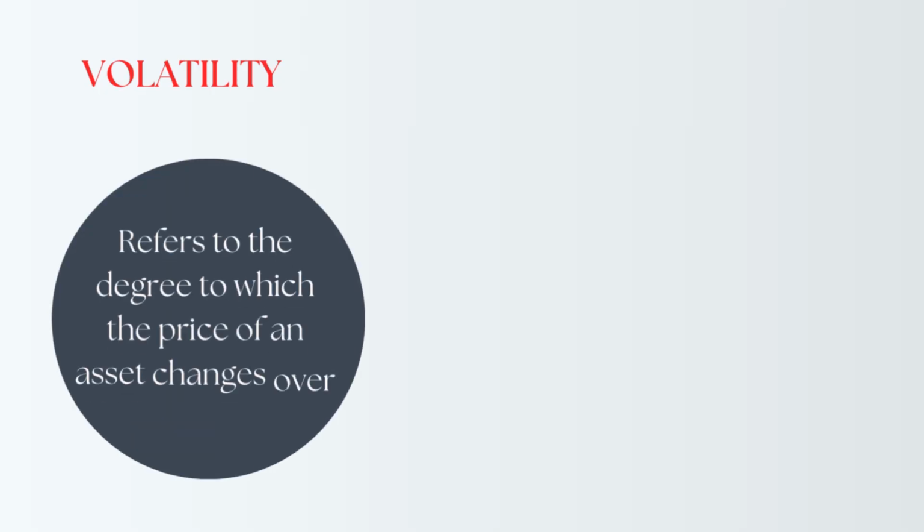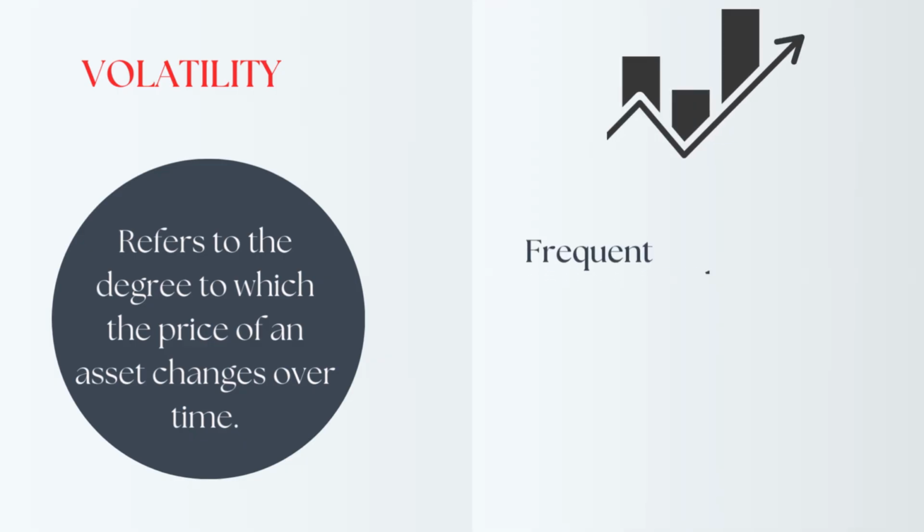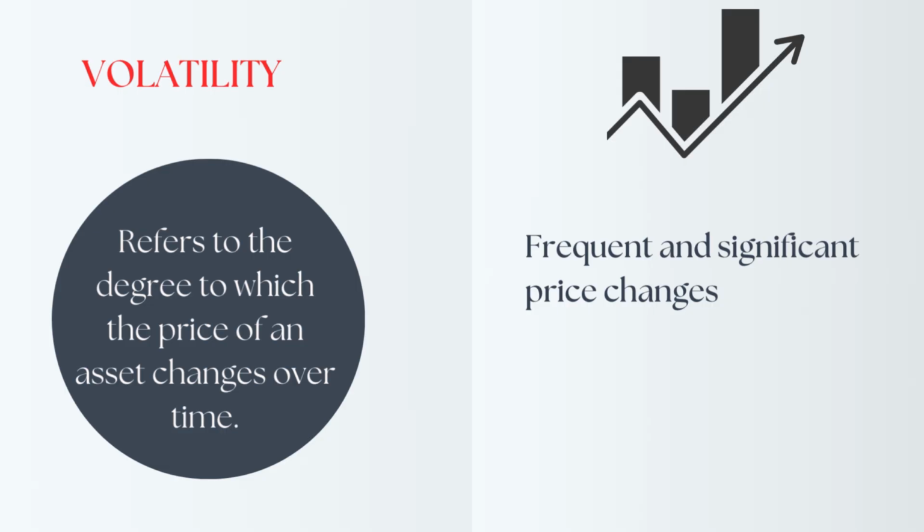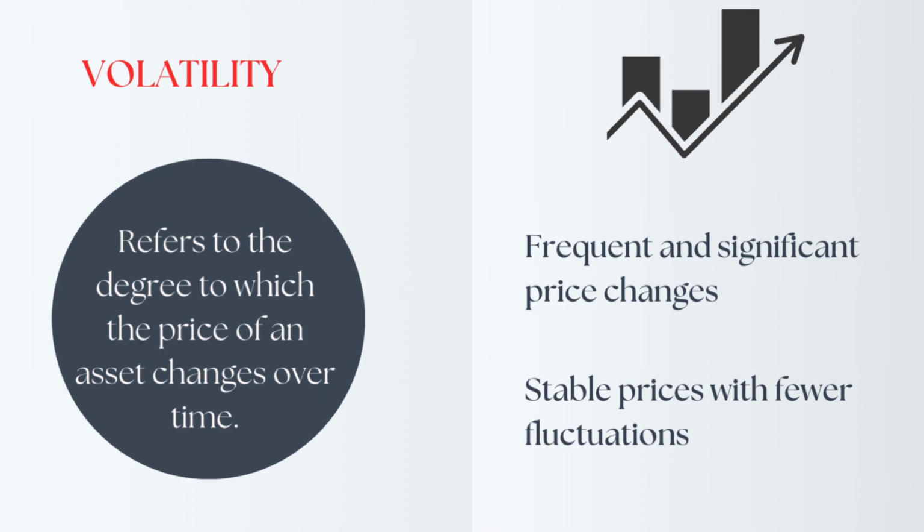Volatility refers to the degree to which the price of an asset changes over time. High volatility means frequent and significant price changes. Low volatility means stable prices with fewer fluctuations.